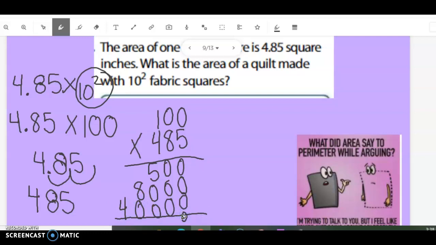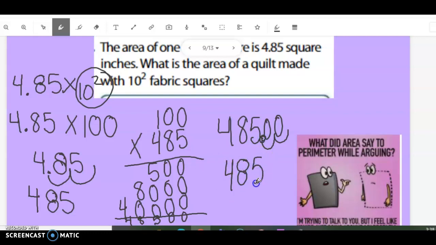That's a 0, that's a 0, that's a 5, that's an 8, that's a 4. So I've ended up with 48500. The last step is to move my decimal 2 places since I moved it 2 times here. So if I move it back once, twice, I get the answer 485, which was my same answer I got over here when I used my knowledge of patterns.